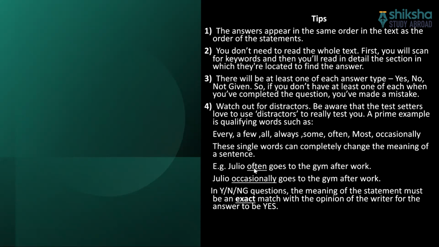Then example, Julio often goes to the gym after work. Often is the key word here. Julio occasionally goes to the gym after work. So occasionally, again, these two words you can see are contradictory. So this means that the answer to this kind of question will be false. Okay, because often means frequently and occasionally means rarely, sometimes. In yes, no, not given questions, the meaning of the statement must be an exact match with the opinion of the writer for the answer to be yes. The same sentence we read in the true, false, not given question as well. So we understand it well now.